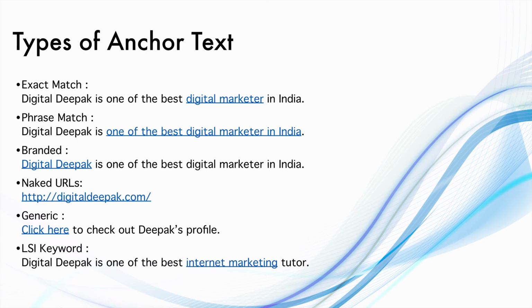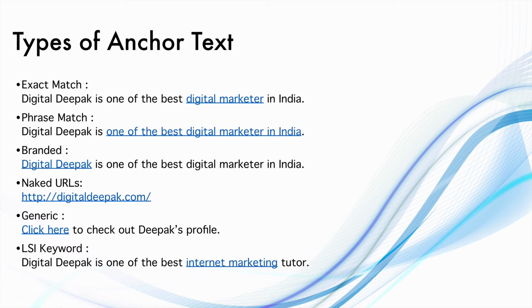Anchor text can be broadly divided into 6 types. The first one is exact match. An exact match anchor text is when you use the keyword which you are trying to rank your website for as the anchor text itself. For example, in this sentence, Digital Deepak is one of the best digital marketer in India. Here, my keyword would be digital marketer and I have used that itself as the anchor text.